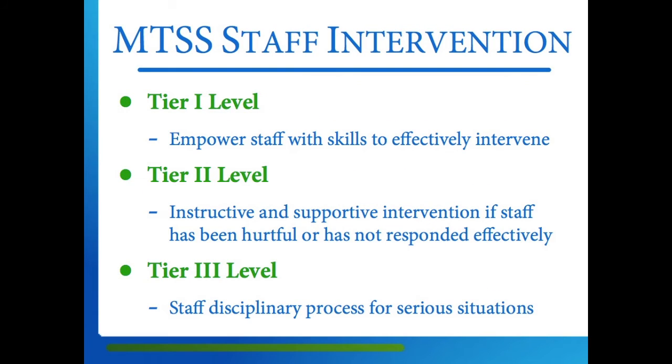The multiple tier system of supports thinking can also be applied to the situations where it is necessary to intervene with staff. At a Tier 1 level, it's important to empower staff with the skills to effectively intervene in hurtful incidents. At a Tier 2 level, it may be necessary to provide instruction and supportive interventions if a staff member has been hurtful or has not responded effectively. And at a Tier 3 level, we're at a level of staff disciplinary process for serious situations where they are being consistently hurtful or not effectively responding to hurtful situations.